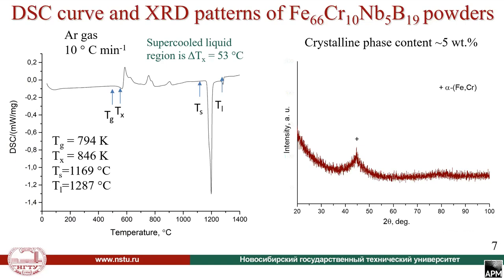In general, after spraying, you can increase the content of the crystalline phase by post heat treatment like annealing.